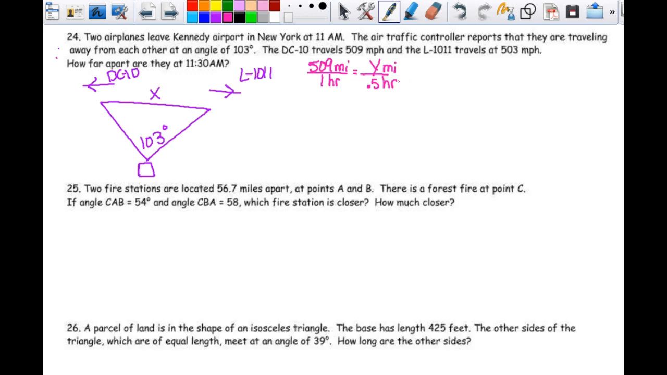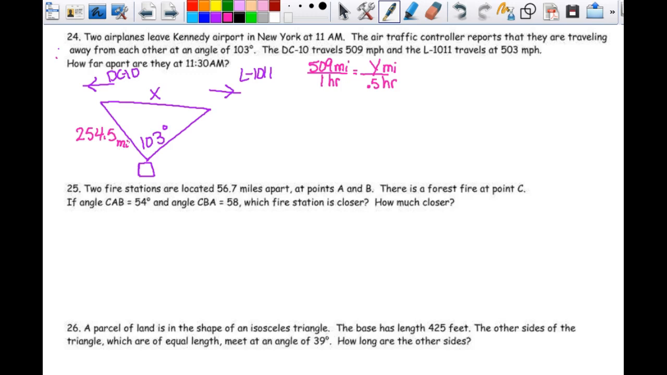So I cross multiply and I divide. Basically I'm just taking the 509 and multiplying it by 0.5, because then I divide by 1, or dividing it by 2, which you probably could reason through with the time anyway. So 509 divided by 2 is going to be 254.5. So that's this, and since that was the DC-10, this is 254.5 miles. That's how far it's gone in half an hour.